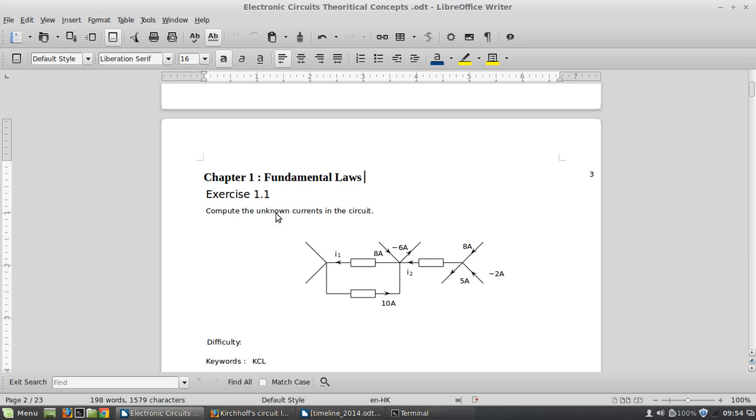For your information, what is Kirchhoff's current law? Kirchhoff's current law states that all the current coming inside a junction or a node is equal to the current going out of the junction. First check the junctions: this is a junction, another junction, and this can be another junction. So we have almost 3 important junctions. The current flowing into the junction equals the current flowing out.